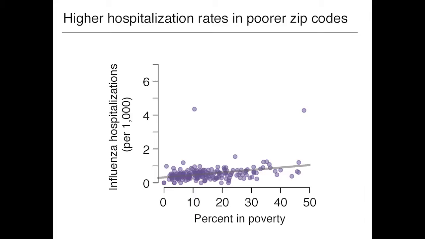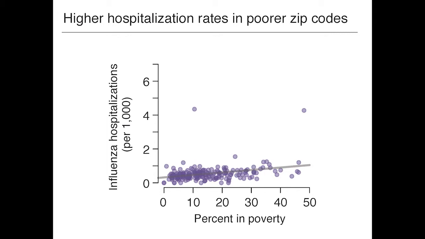Here's the result that I have alluded to a couple of times. These are the number of inpatient hospitalizations due to influenza per 1,000 people in zip codes going from 0% below poverty to 50% in poverty, and you see that there's a positive relationship, more hospitalizations in poor zip codes.